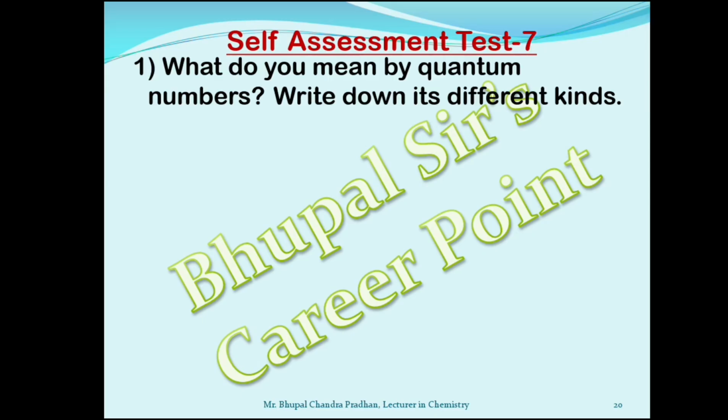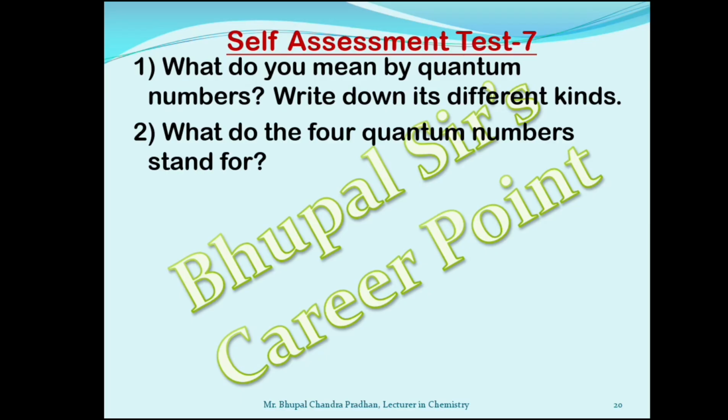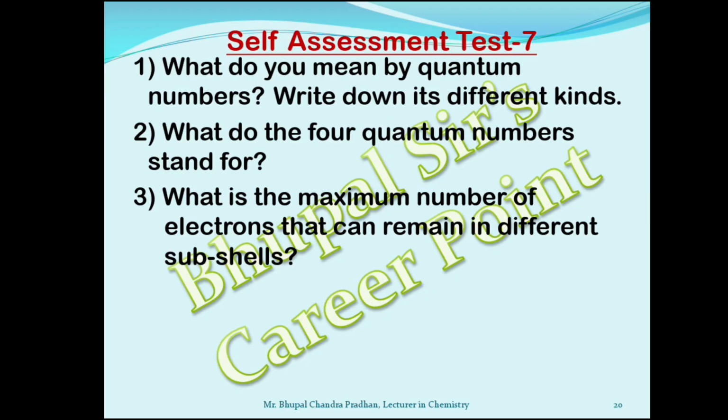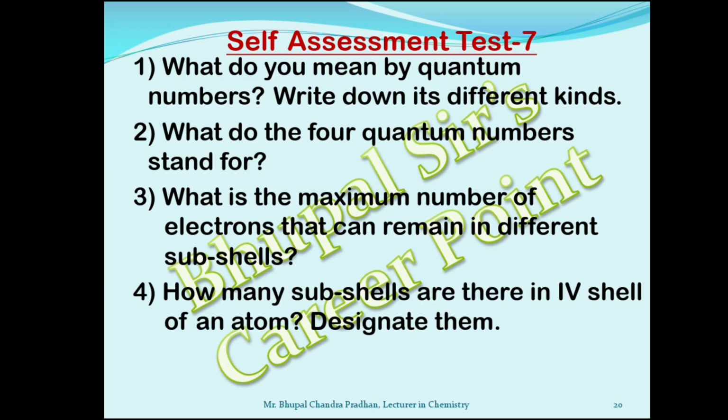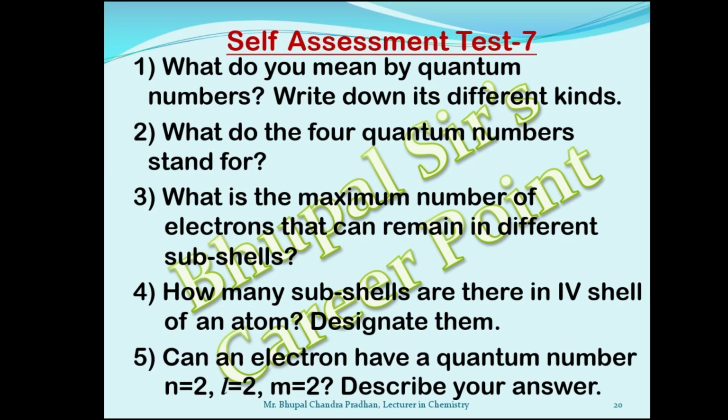What do we mean by quantum numbers? Write down its different kinds. What do the 4 quantum numbers stand for? What is the maximum number of electrons that can remain in different subcells? How many subcells are there in the 4th cell of an atom? Designate them. Can an electron have quantum numbers n is equal to 2, L is equal to 2 and M is equal to 2?